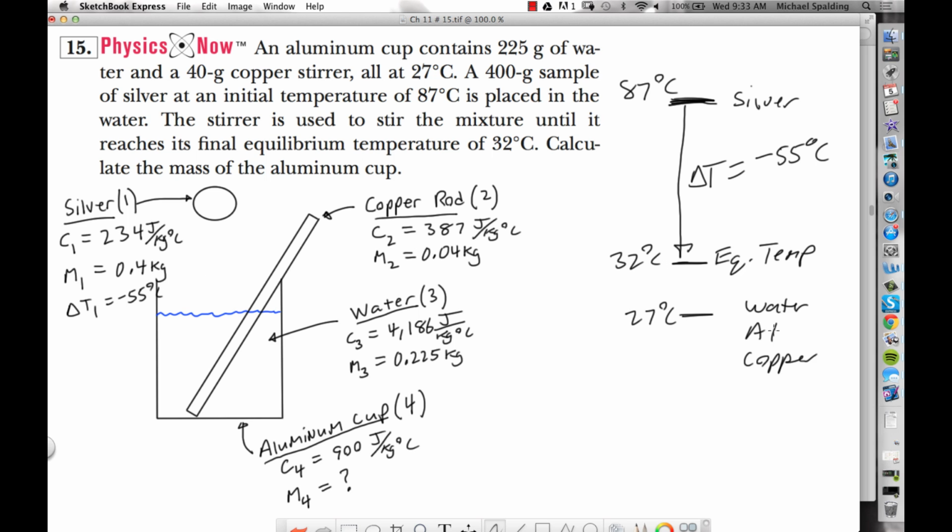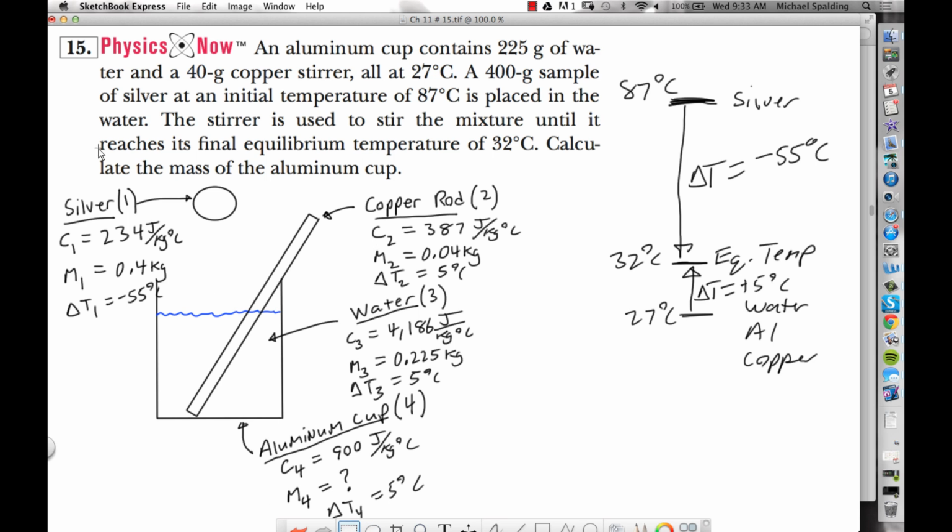And then the water, the aluminum, and the copper warm from 27 to 32. So the delta T for the water, aluminum, and copper is positive 5. Delta T2 is 5, delta T3 is 5, and delta T4 is 5. So there's all the data. And what we're looking for is the mass of the cup. What must be the mass of the aluminum cup?